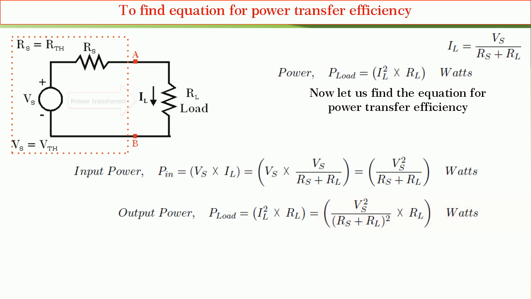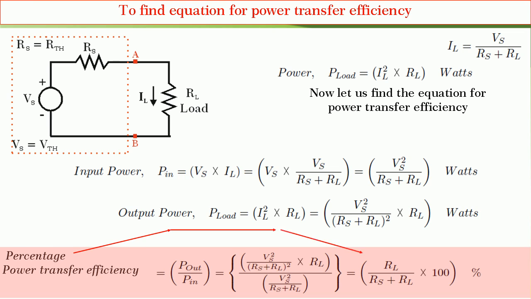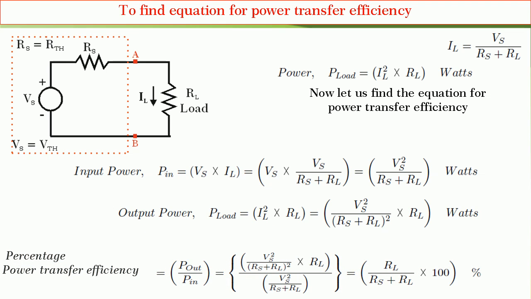Hence, power transfer efficiency is equal to P out by P in, or P load by P in. By substituting for P load and P in, we get percentage power transfer efficiency is equal to RL divided by Rs plus RL into 100. Friends, we are going to use this equation further in our discussion. Hence, you have to remember this equation.